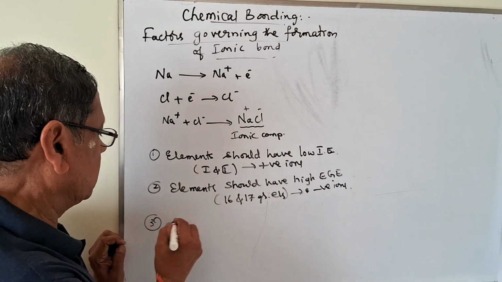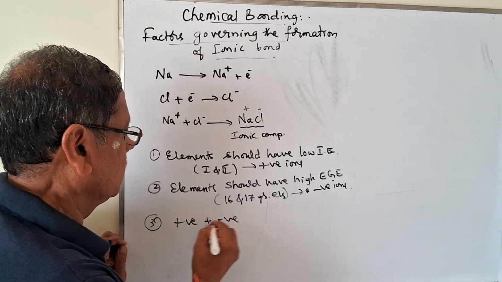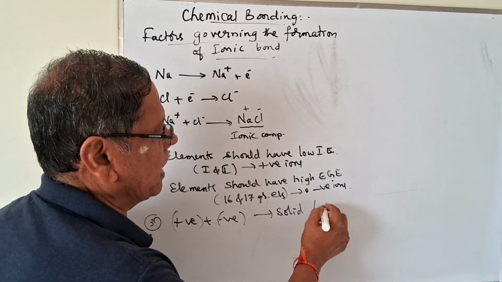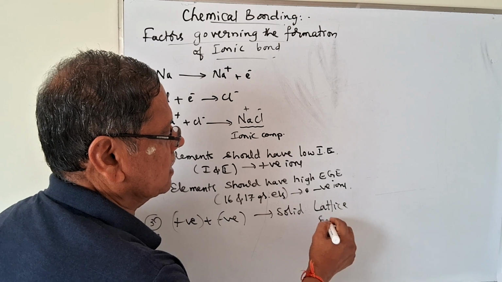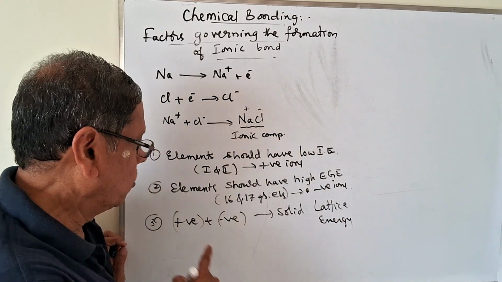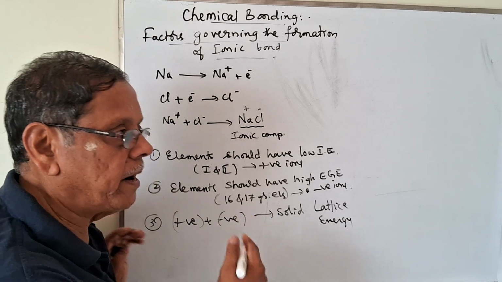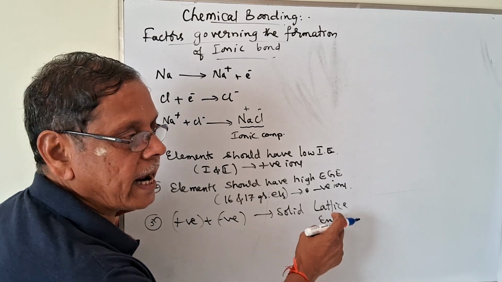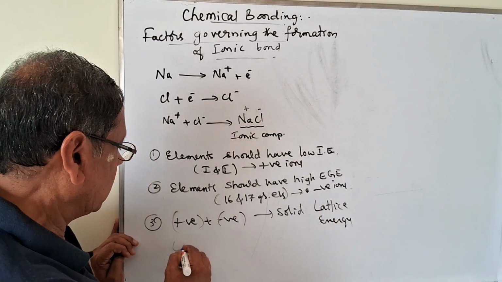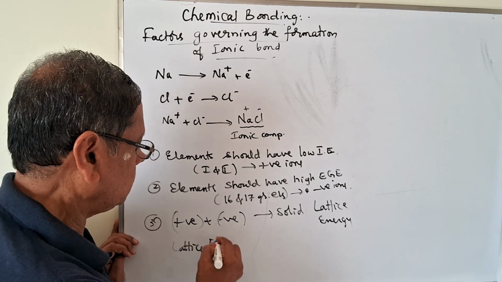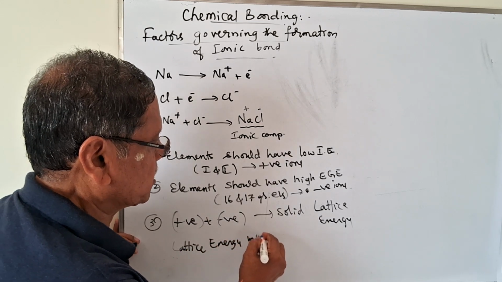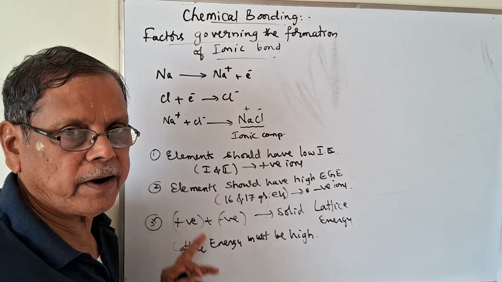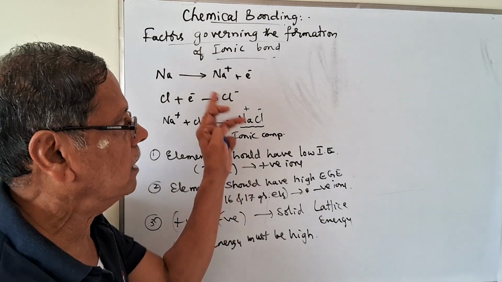The energy released when positive ions and negative ions combine to form the solid state is called the lattice energy. That is, when 1 mole of positive ions and 1 mole of negative ions combine to form the solid ionic compound, the energy released is called the lattice energy. So the third condition is that lattice energy must be high. So these are the three requirements for the formation of the ionic compound.